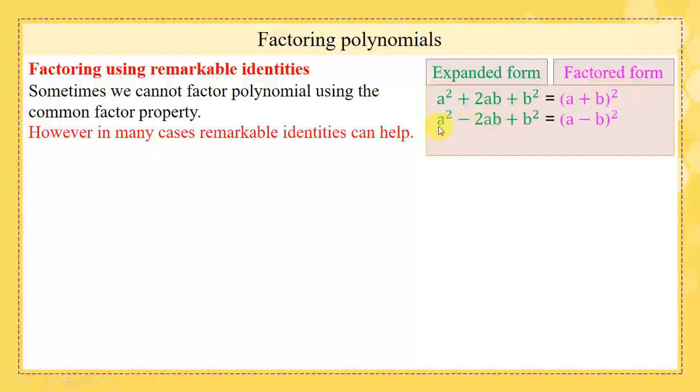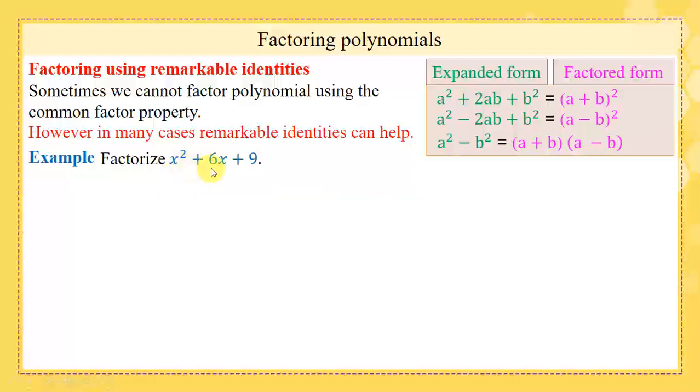The expanded form of the second remarkable identity is also a trinomial having one term negative, and its right side is a perfect square, which is (a minus b) squared, the factored form. The third remarkable identity, a squared minus b squared, has its expanded form a difference of squares, a squared minus b squared, while its factored form is a product of (a plus b) times (a minus b).